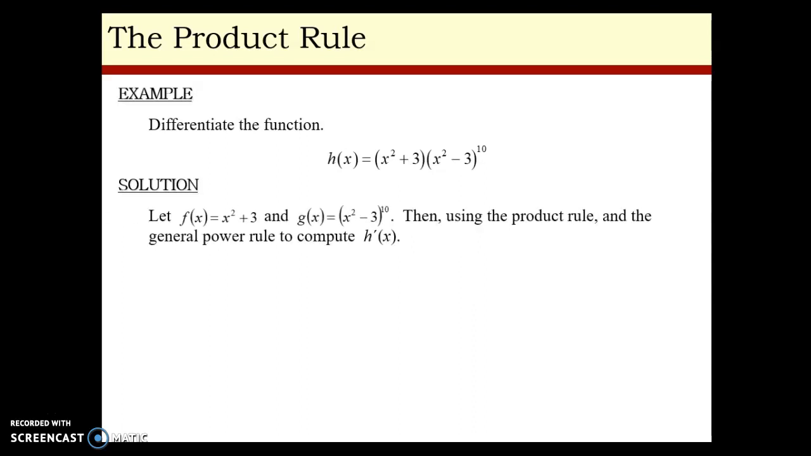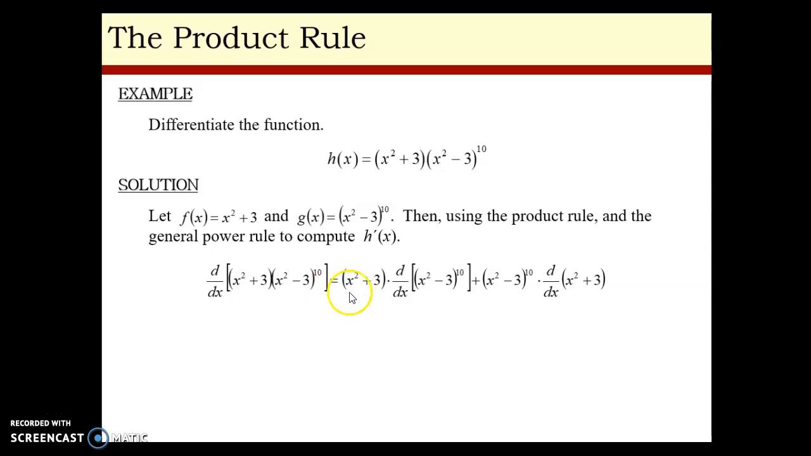So let f of x equal x squared plus 3 and g of x equal x squared minus 3 to the 10th power. So using the product rule and the general rule of power, h prime of x, we get the following. So we're going to have to differentiate and do it based on this product rule. x squared plus 3, differentiate this, or d over dx, we have this, plus this times this. So you see the differentiation occurred when we look at this.